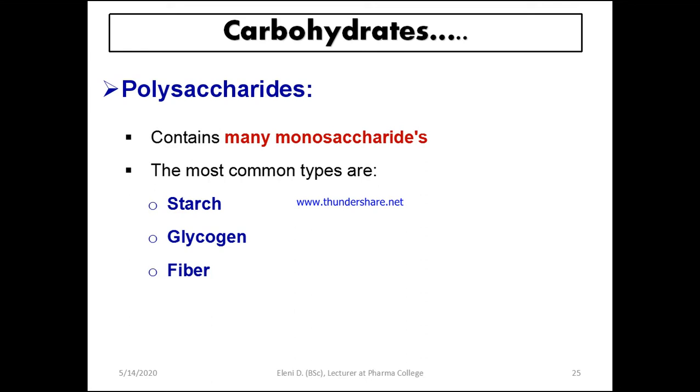Fibers are the structural part of plants, and they contain a variety of monosaccharides and other carbohydrate derivatives. They cannot be broken down during digestion. Therefore they help in the excretion of waste materials from the body. So we have to get fibers in our diet.